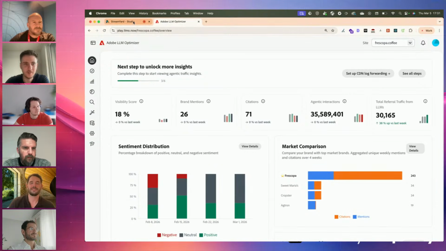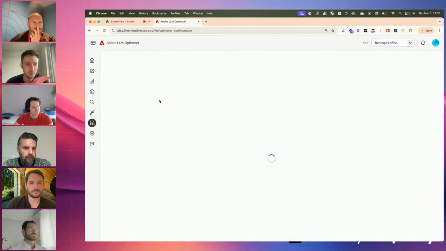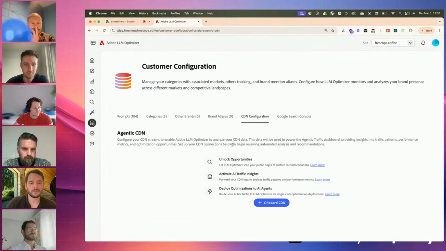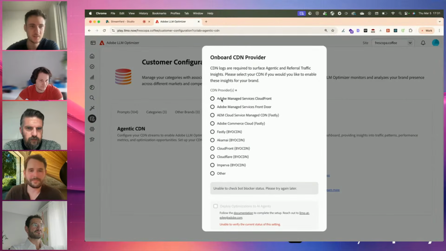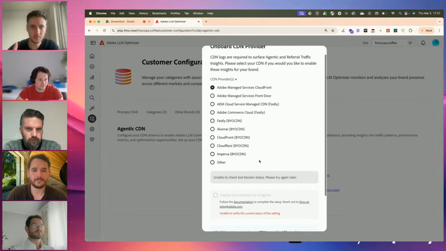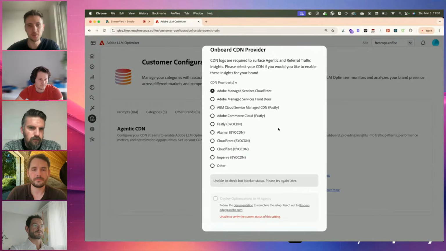I don't know if we can actually demo it on this account because it's a toy setup, so the whole configuration might not be there. But generally, you go to the customer configuration, and then to the CDN configuration tab. Click Onboard CDN and select the choice that is most appropriate to your use case. The first 3 are the Adobe Managed CDNs, corresponding to Adobe Commerce, Adobe Cloud Service, and Adobe Managed Services. The others are Bring Your Own CDN solutions.